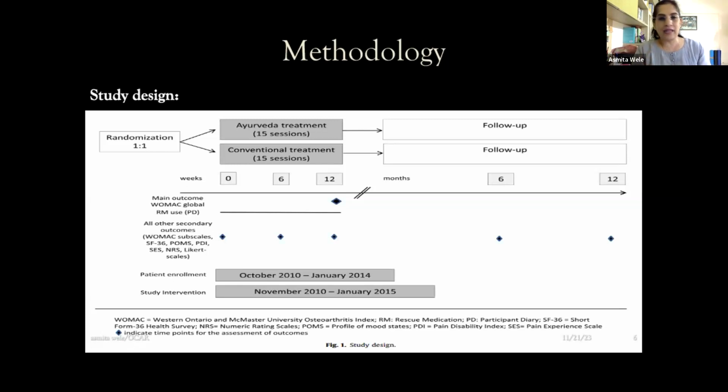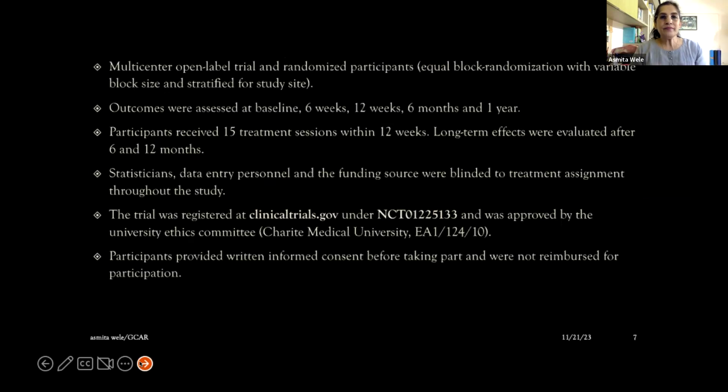How precisely they have presented patient enrollment from October 2010 to January 14. And then the study intervention is from November 10 to January 15. Why they have done this, we will see. In January 14, the last patient was enrolled, and then from there calculate 1 year. So that is January 2015, they completed the study. And in October 2010, they first announced their study in the newspapers for enrollment of patients.